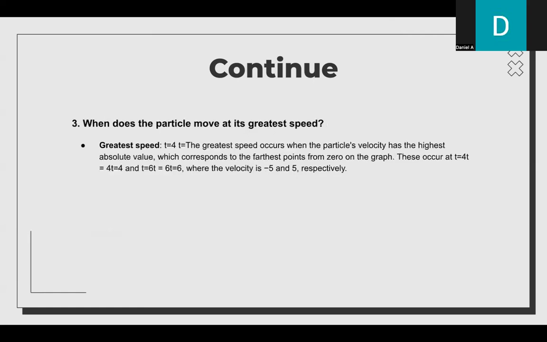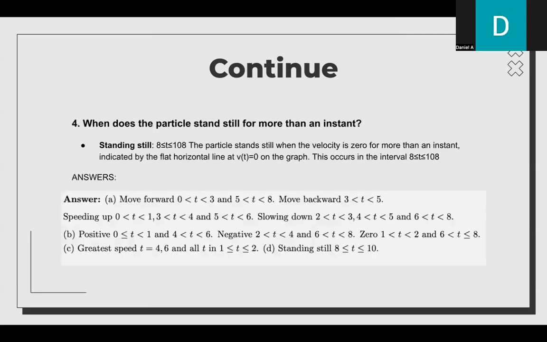Now if we go to part 3, when does the particle move at its greatest speed? Greatest speed is at t = 4 and t = 6, which you can't see for some reason. The greatest speed occurs when the particle's velocity has the highest absolute value, which corresponds with the farthest points from zero on the graph. This occurs at t = 4 and t = 6, where the velocity is -5 and 5 respectively.